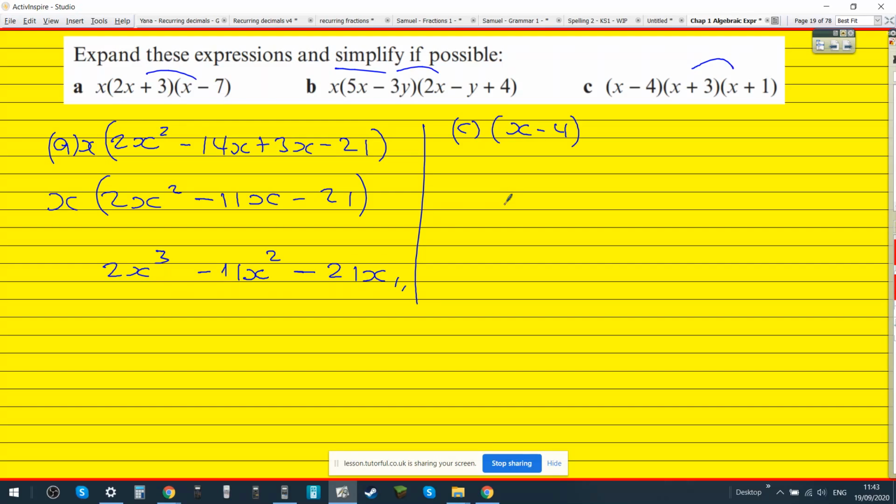So for the first part, I got x squared plus 4x plus 3. Well done. And then you times everything by the first bracket, right? Okay. If you prefer, you can say it, or if you prefer, you can write it. It's all the same.